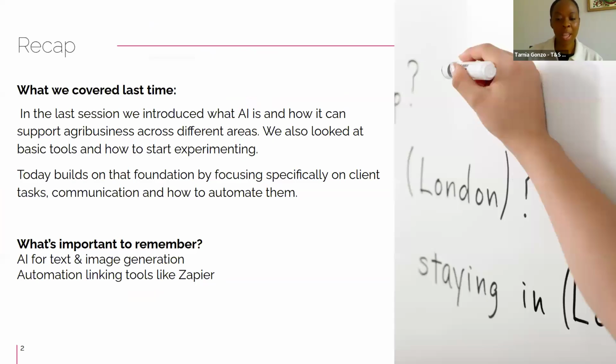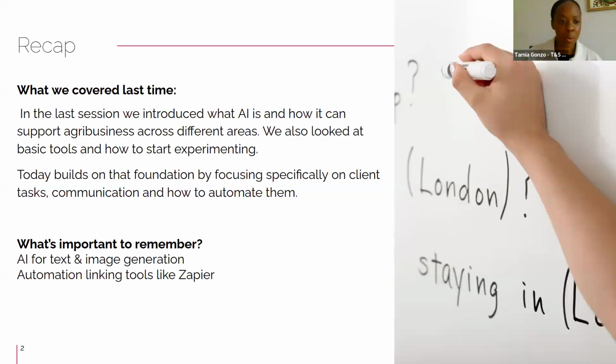Last session, we talked about what AI actually is. We looked at what AI can do and how it can support different areas within agribusiness and operations through to decision making. And we also started to explore some basic tools and started to experiment with them in practical ways. So today we're building on that foundation.